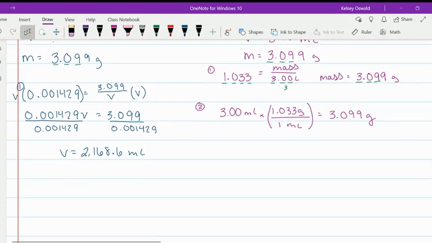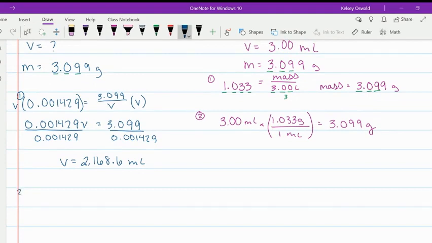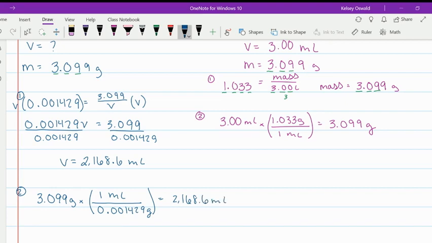If we wanted to, we could have also used density as a conversion factor. Because I know if I have 3.099 grams for every 1 milliliter of oxygen that I have, 0.001429 grams, and that would tell me that I would have 2,168.6 milliliters. Again, either way you want to solve it is totally fine. It's just whatever makes sense to you.